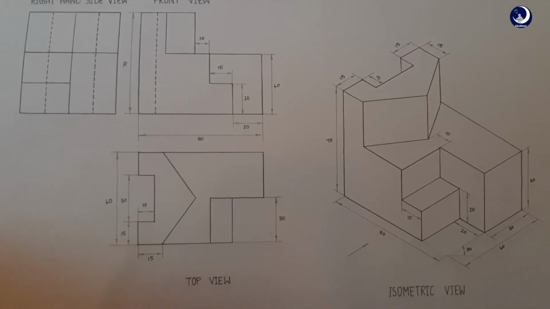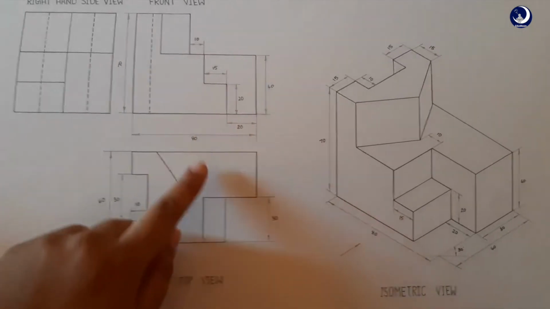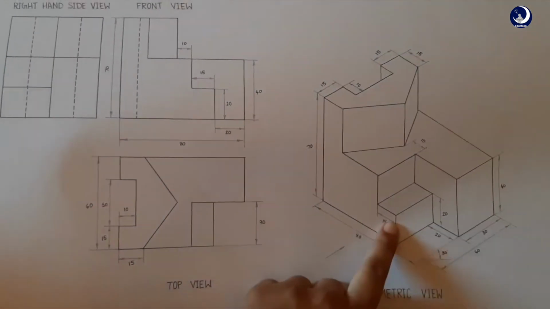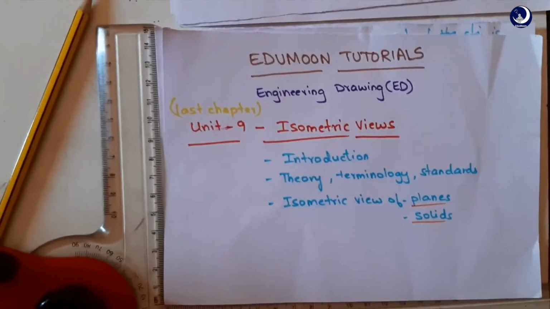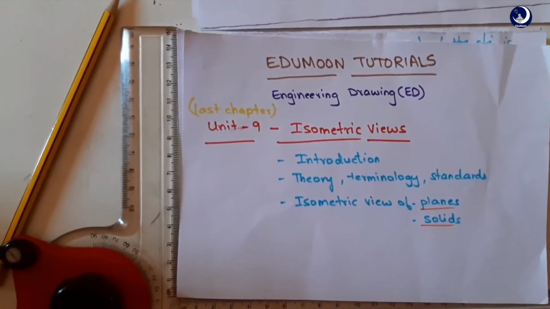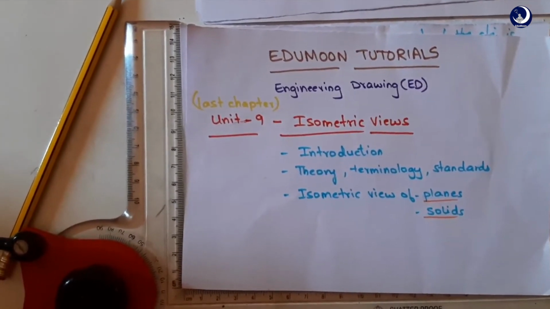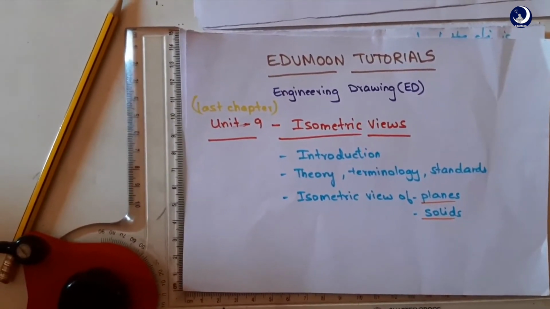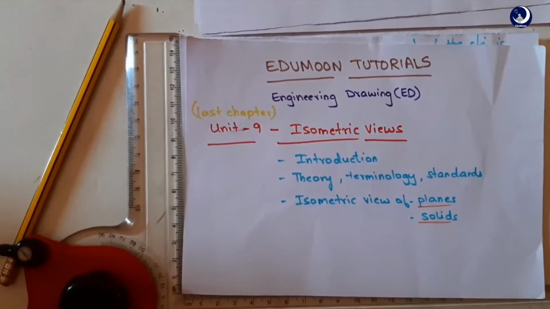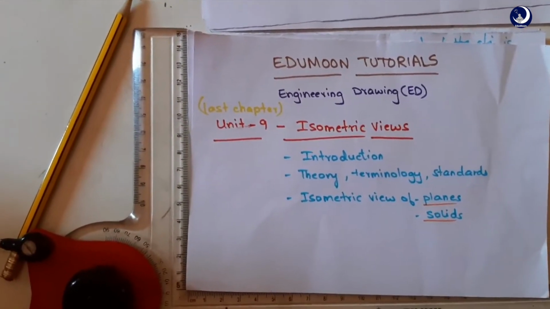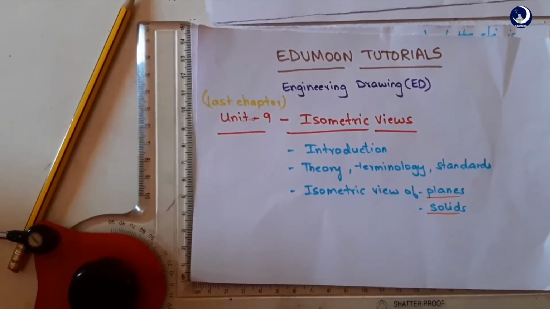This is another example. Again, these are the orthographic projections, and this is the isometric view. This was just an introductory video where I showed you some examples of orthographic projections. We are not going to be drawing those complicated figures. We're just going to be drawing solids and planes. That was just for explaining.